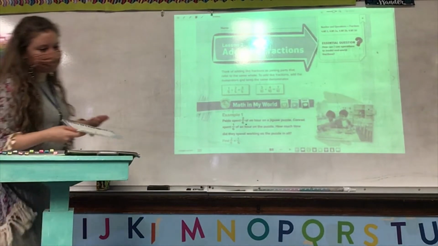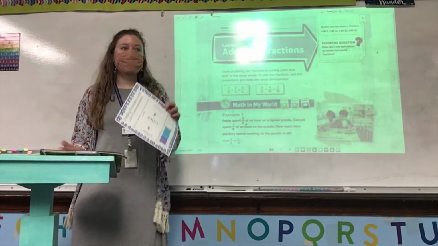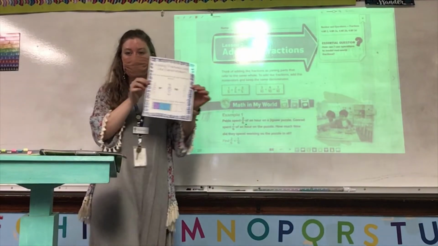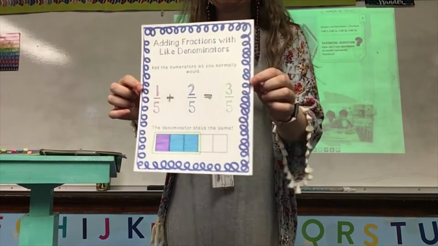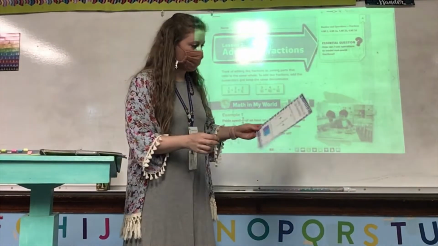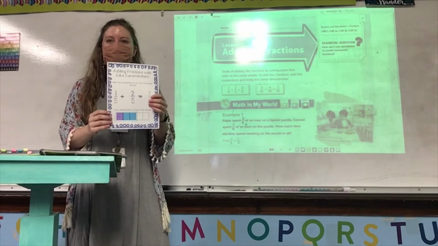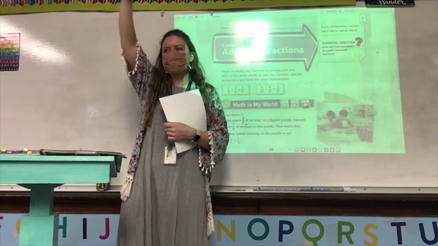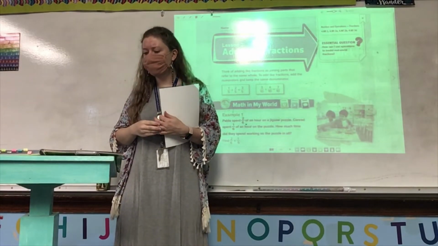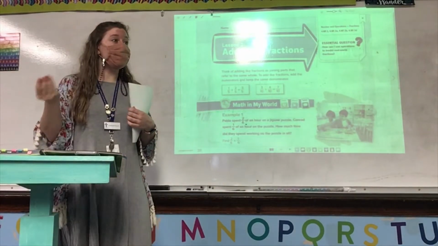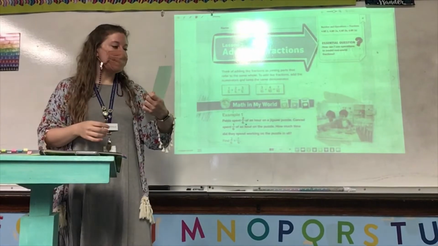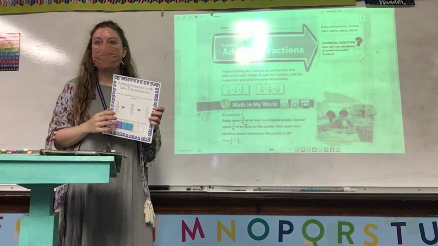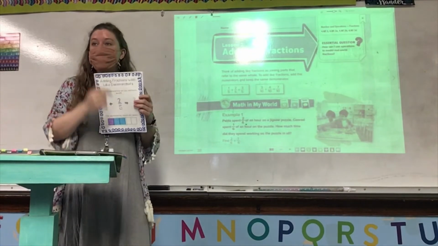So for today's lesson, we're going to be doing the exact same thing as yesterday, just without fraction tiles. So this anchor chart tells you exactly how to do it. To add fractions with like denominators, what are like denominators? Or like fractions? Mason. Like fractions have the same denominator. So if you hear like fractions or like denominators, it means the same thing. Fractions with the same denominator.